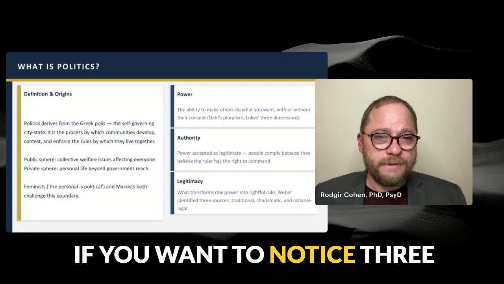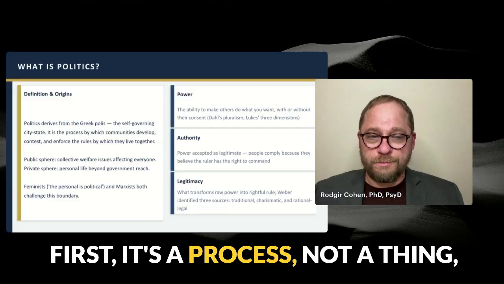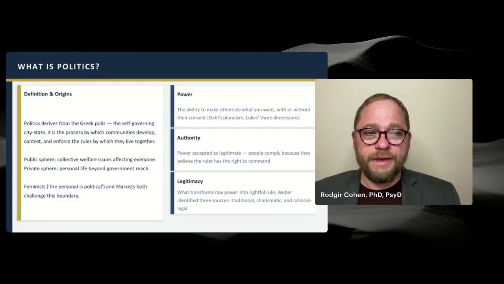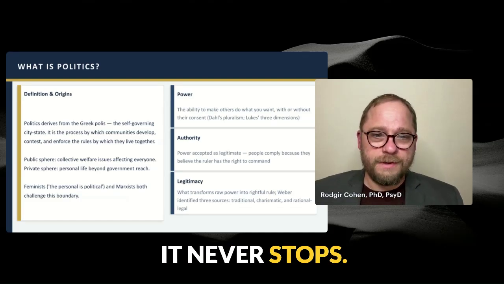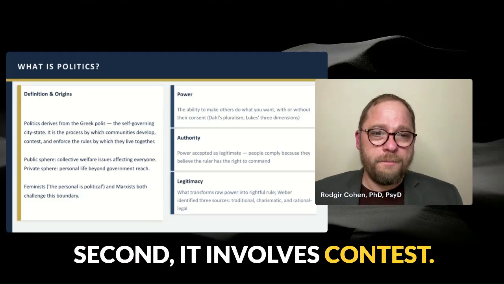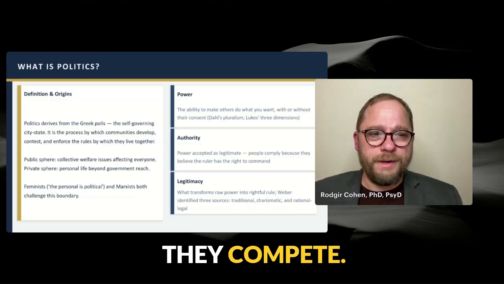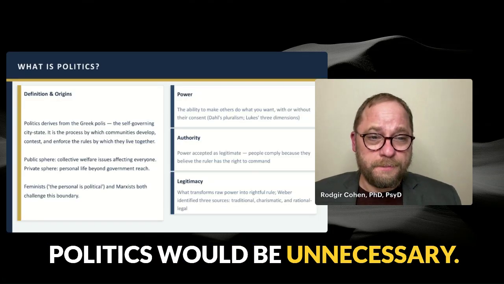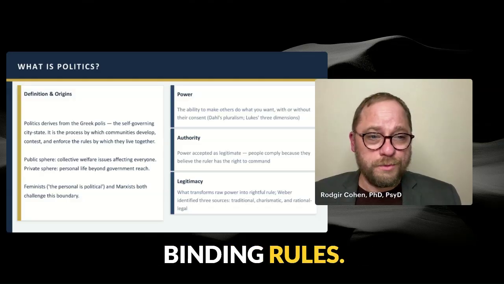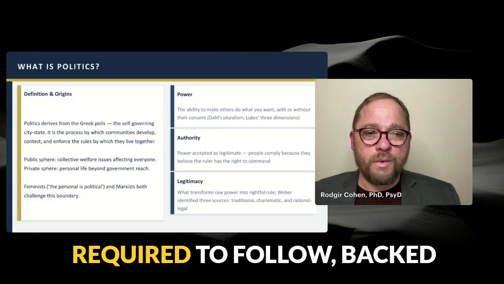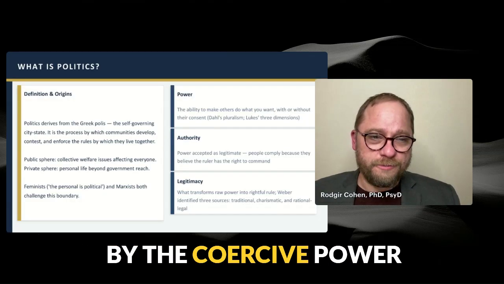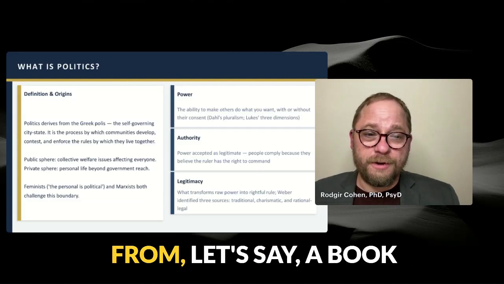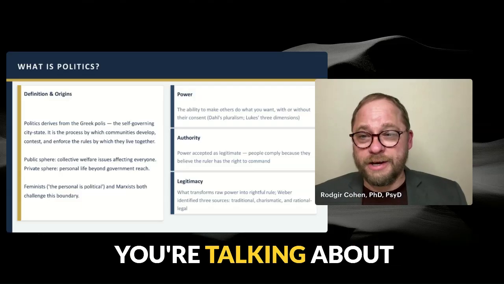If you want to notice 3 things in that definition. First, it is a process, not a thing, not a building, not a person. It's ongoing. It never stops. Second, it involves contest. People disagree. They argue. They compete. If everyone agreed on everything, politics would be unnecessary. Third, it produces binding rules, rules that people are required to follow, backed by the coercive power of the state if necessary. And that last part is what makes politics distinct from, let's say, a book club discussion where you're talking about your favorite book.